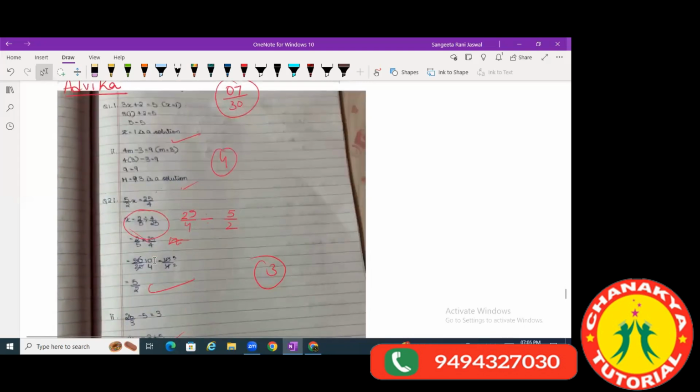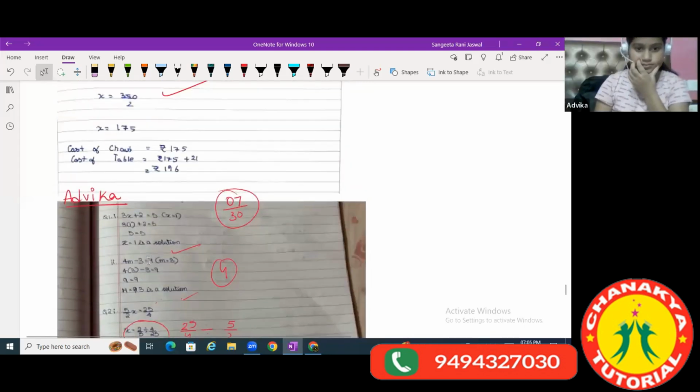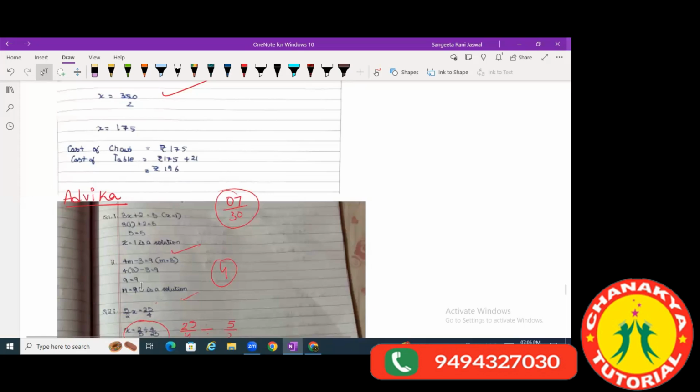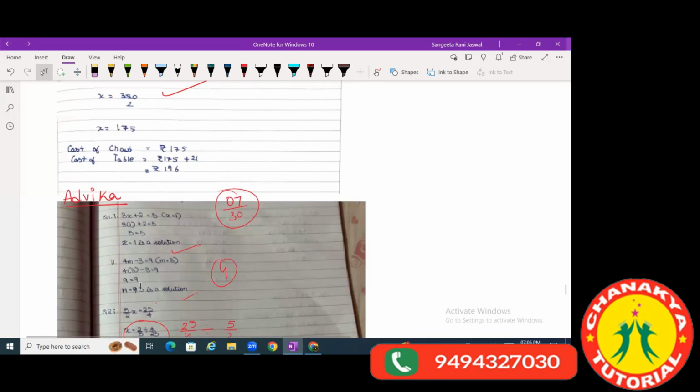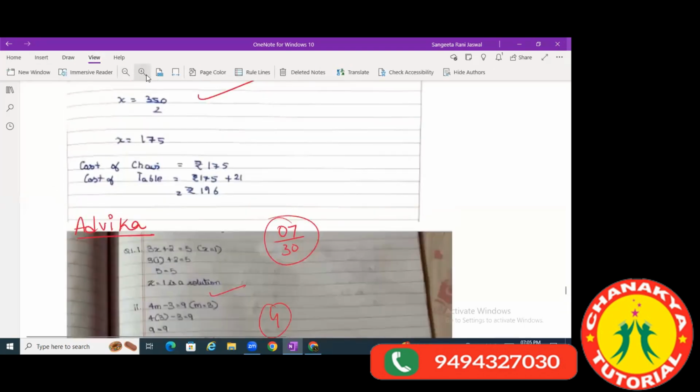Rest all correct. Next is Advika. Advika, are you there? Yes, ma'am. Advika, aren't you understanding the chapter? Yes, ma'am. Then see, in every question you have made a mistake. Why so? If I just zoom it and see.